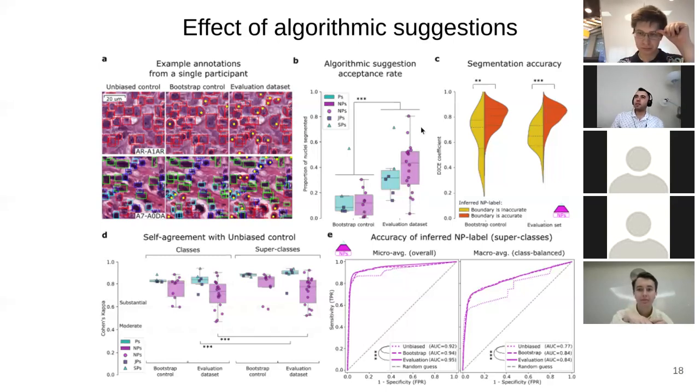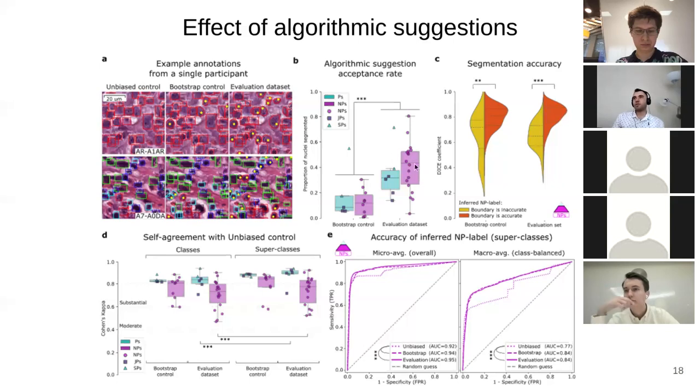So what you're seeing here, let's focus on the evaluation data set, which is our main multi-rater data set. What you are seeing here is that when people see suggestions, they can click on up to 40% of the nuclei, which means that up to 40% of the objects, they will have boundaries for free without people actually generating boundaries, which is pretty good. If you're generating, let's say, 100,000 boundaries and 40,000 of those are generated for free, that's a pretty good yield.